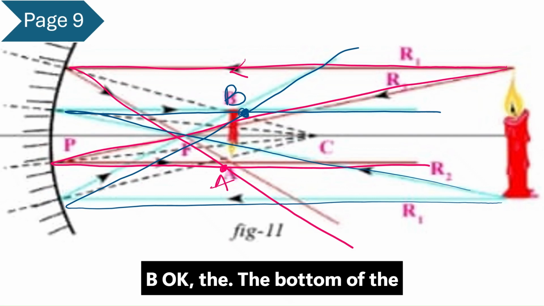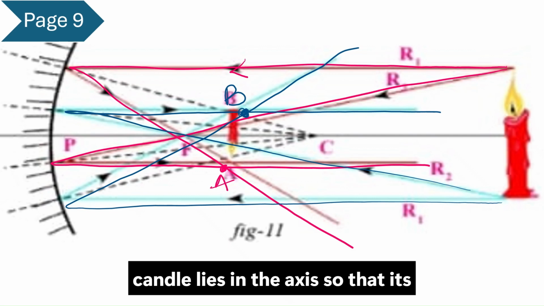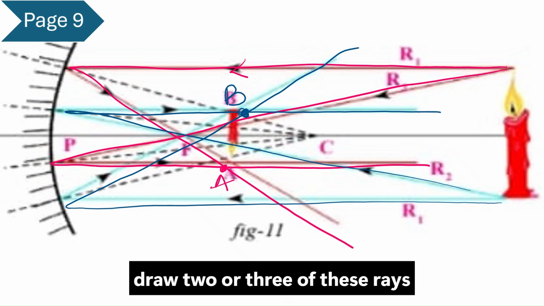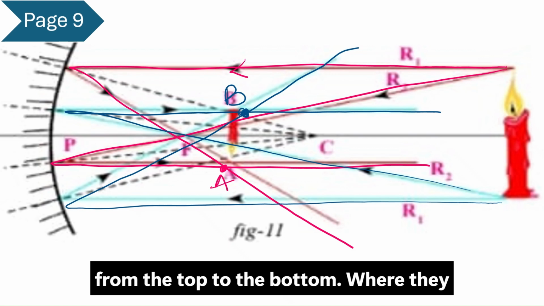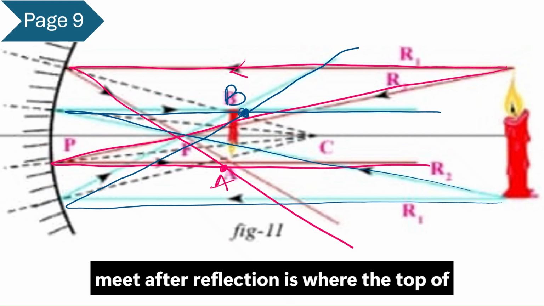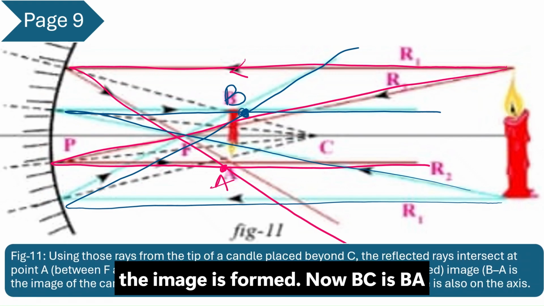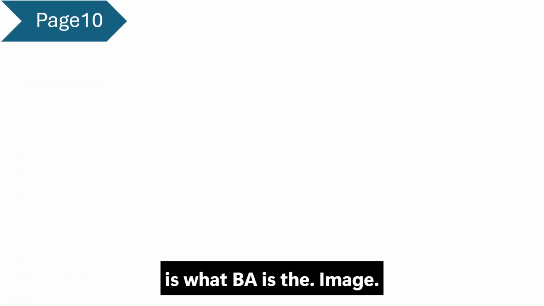The bottom of the candle lies on the axis, so its image is also on the axis. In short, draw 2 or 3 of these rays from the top to the bottom. Where they meet after reflection is where the top of the image is formed. Now BA is what? BA is the image.